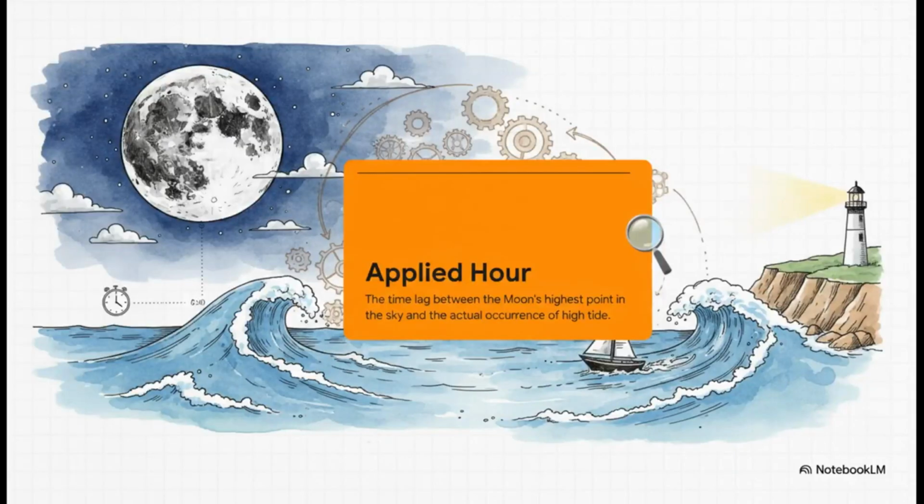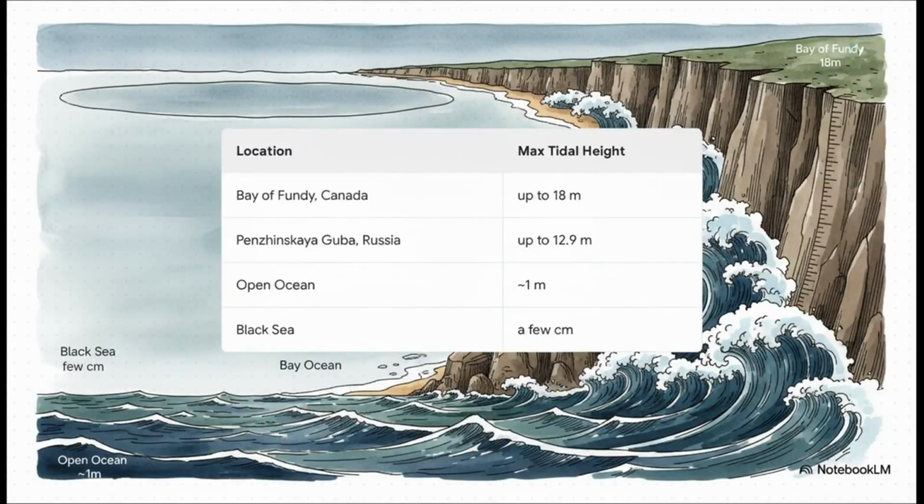These factors introduce a significant delay. High tide at a given location does not coincide with the moon's transit overhead. This lag, known as the apply hour, is a direct consequence of real-world geography and friction, and it varies from place to place. This leads to extreme variations in tidal amplitude.